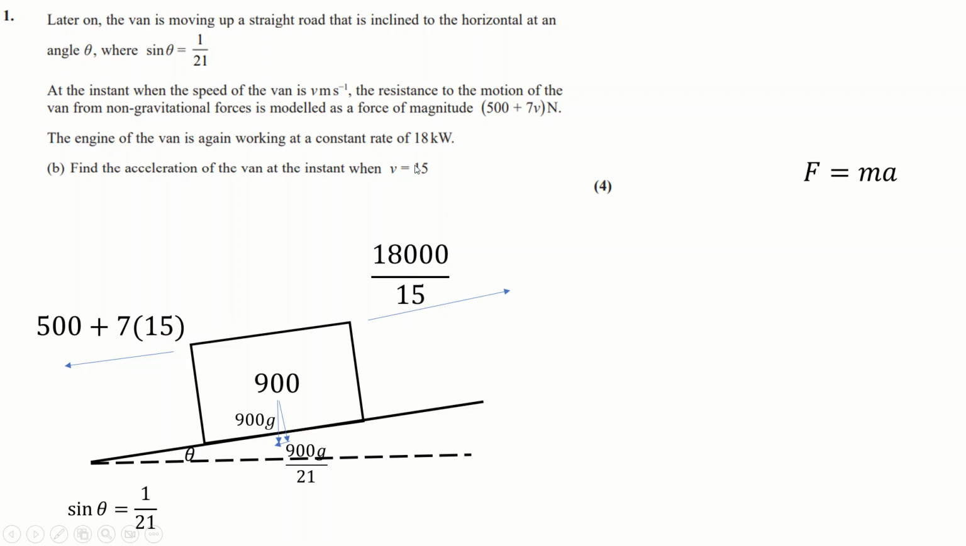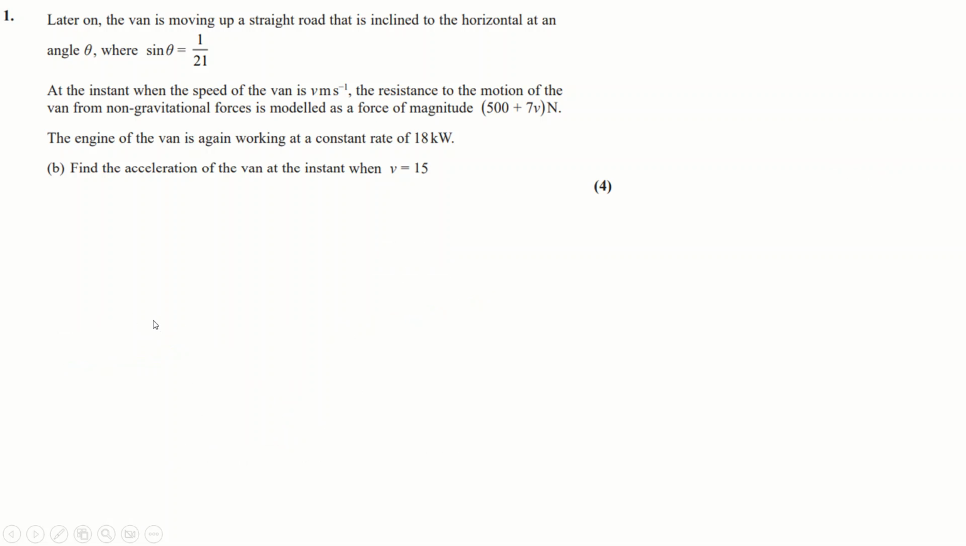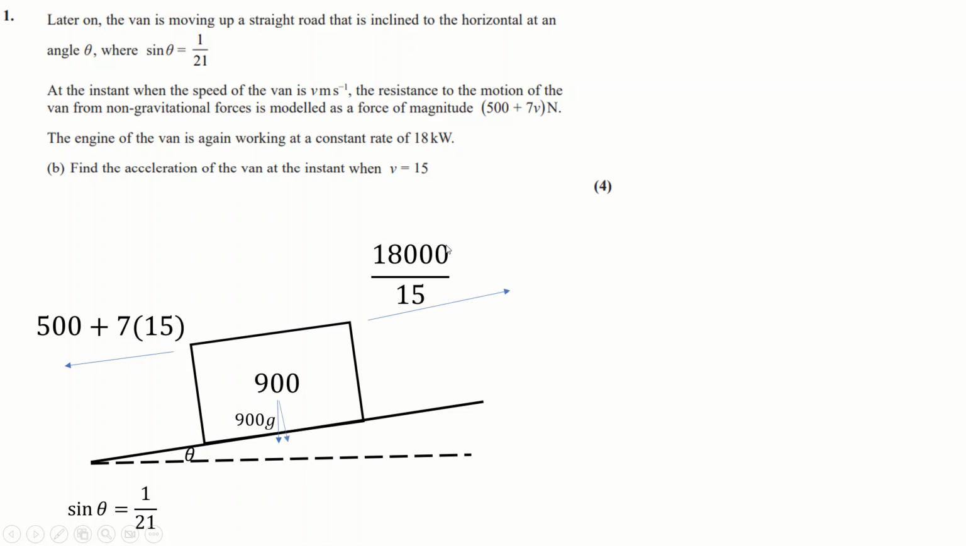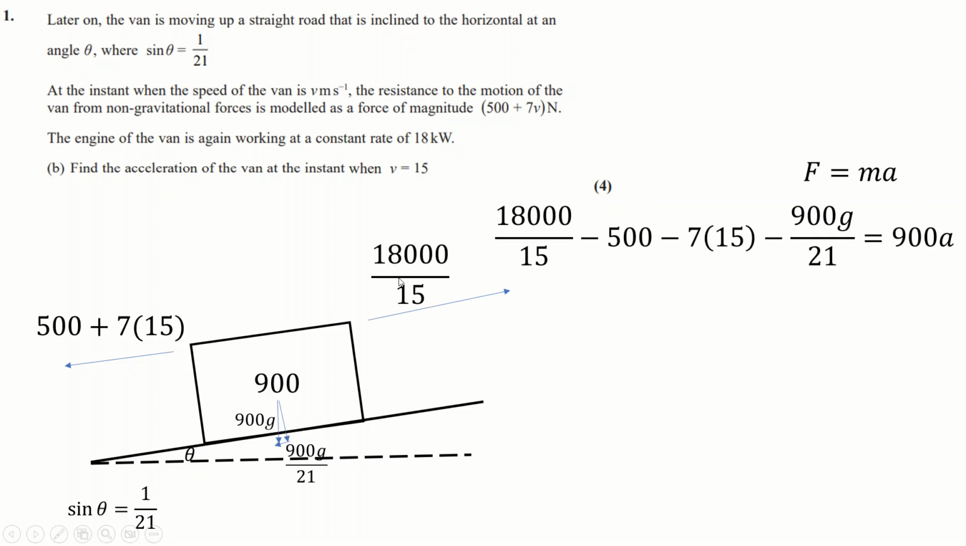I've put in v as 15 into these forces, can you see? Before they were just big V's, because that was what it was. But now we know they're 15, so I've just put 15s into there. We have this minus this is equal to 900a. We can just solve that by typing all that into a calculator, use g as 9.8. We get this, divide by that, we get this.